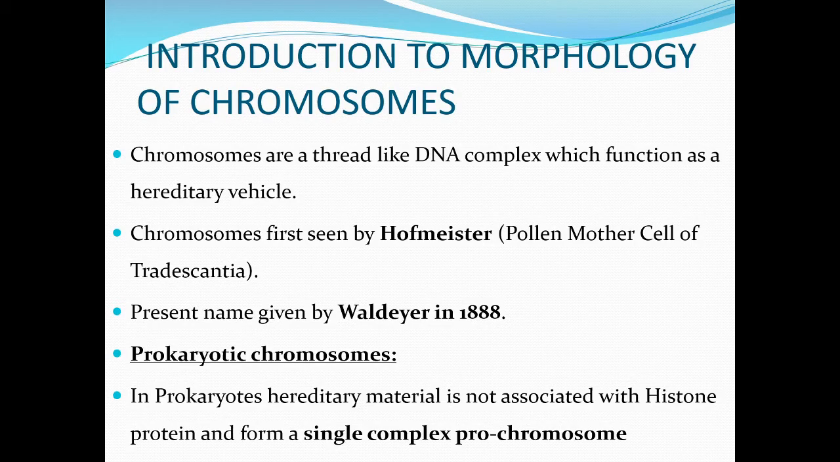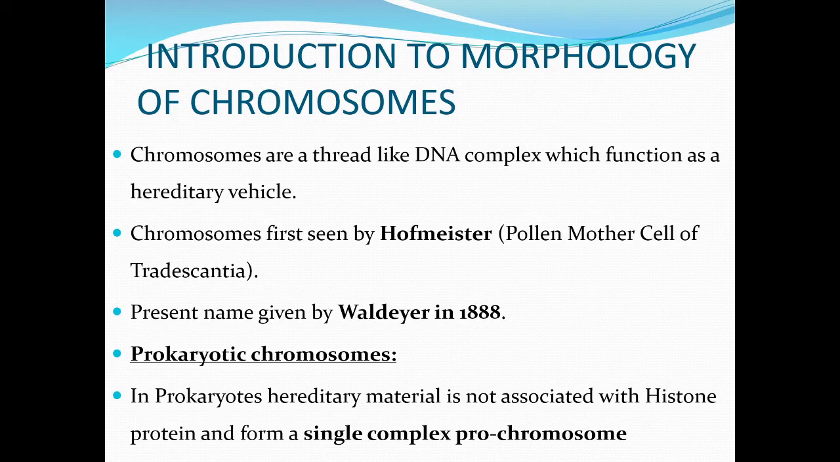The chromosome is nothing but the thread-like DNA complex which functions as a hereditary vehicle, which transfers the character from one generation to the next generation. The chromosome was first seen by Hofmeister as a nuclear material in a pollen mother cell of Tradescantia in 1848. After that, many more scientists worked on that, and the present name was given by Waldeyer in 1888.